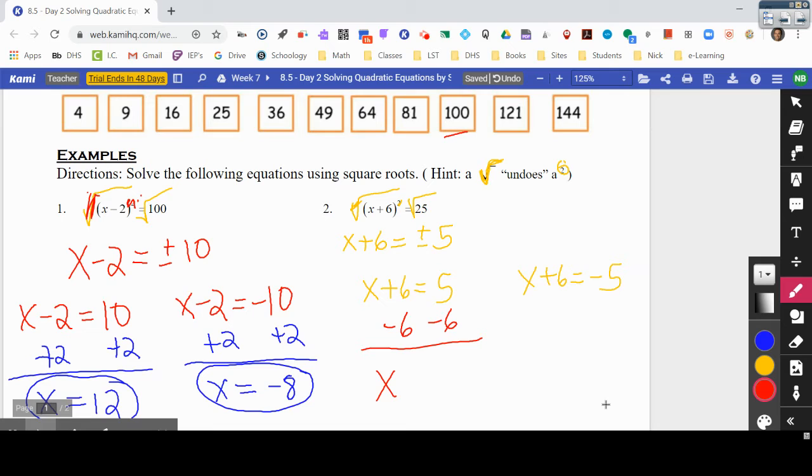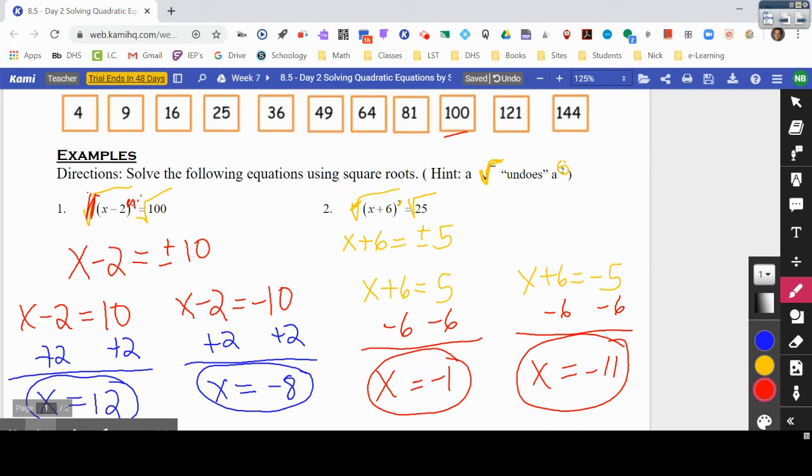So here I have 5 minus 6, well, that gives me a negative 1. And on this equation, right, I'm going to minus 6. Now I get a negative 5 minus 6. That gives me a negative 11 over here on this solution. So for example 2, those are going to be my two solutions, negative 1 and negative 11.